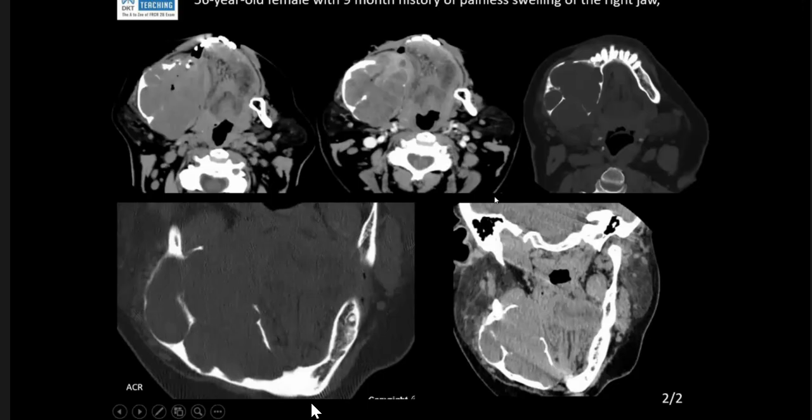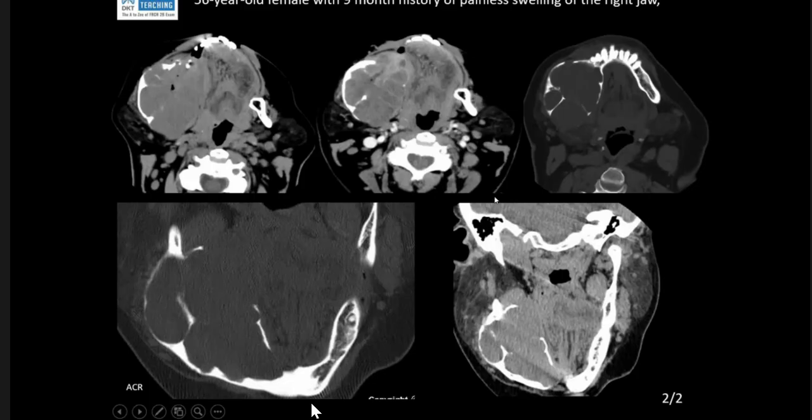Ameloblastoma. Okay. Did you use the word non-aggressive lesion here? I think it is aggressive because it is causing the pressure, thinning, and resorption of the teeth. So it's like an aggressive etiology.